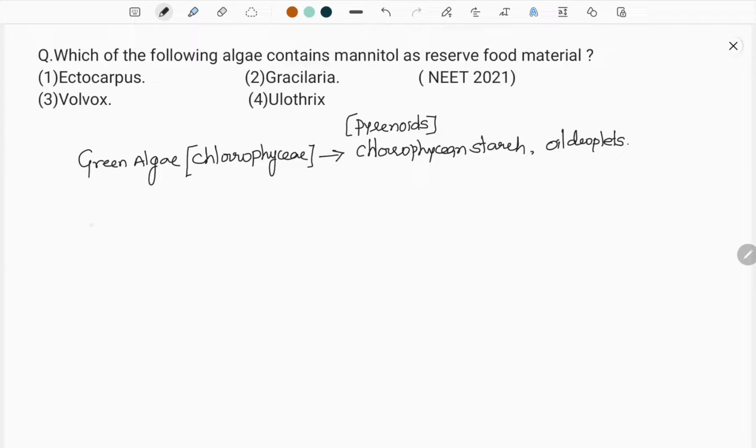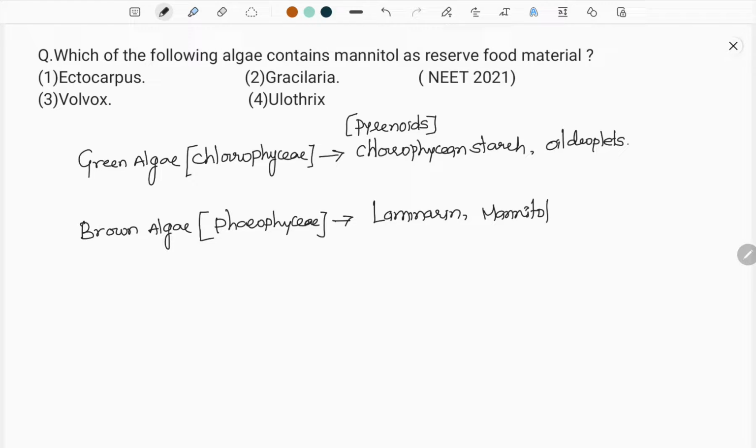Let's see another one, that is brown algae, otherwise botanically called Phaeophyceae. In Phaeophyceae members, the food is stored in the form of Laminarin and Mannitol. Do remember, Laminarin and Mannitol. Remember, all these are different types of carbohydrates only. They are neither proteins, nor fats, nor amino acids, nor anything. They are different forms of polysaccharides.